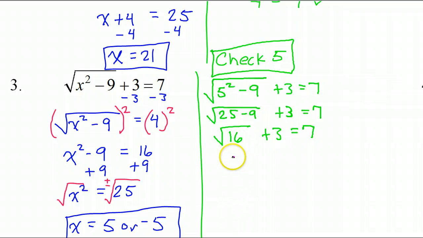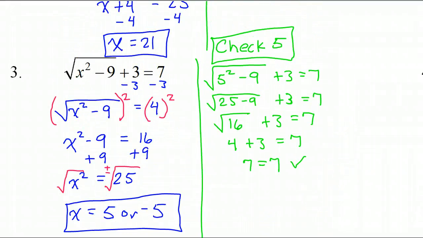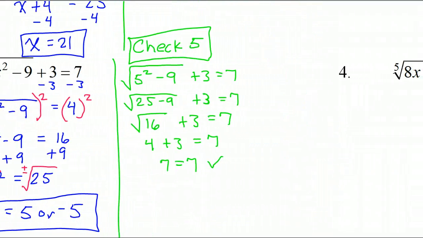Square root of 16 is 4. So that would be 4 plus 3. And 4 plus 3 does equal 7. So we have 7 equals 7. So that does check out. All right, but we must also check the negative 5.